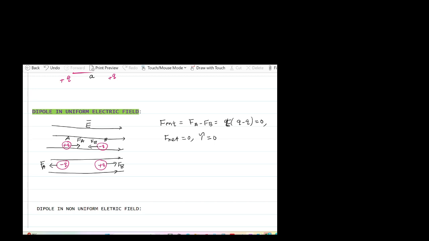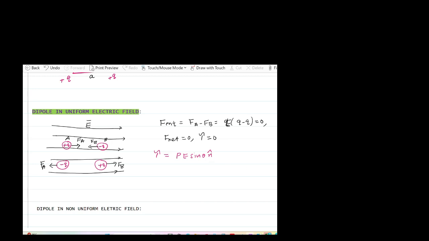Then this is 2L sin theta. So torque is force into perpendicular distance. Tau is equal to PE sin theta n cap. Here I can write tau is equal to force into perpendicular distance, that is equal to qE into sin theta into 2L. So q into 2L I can take as p, and tau is pE sin theta n cap.